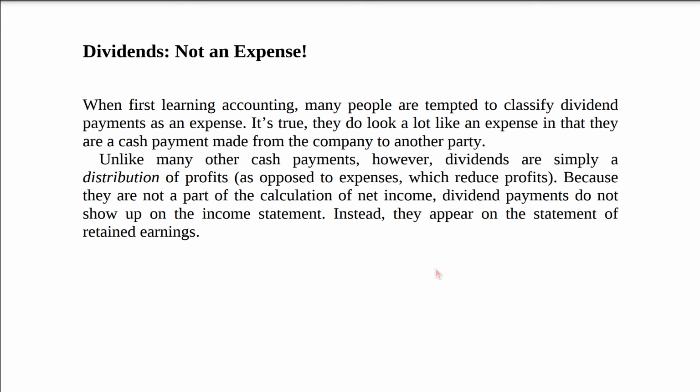Okay, they are paid out of profits, they are the distribution of profits. Unlike expenses, which are payments made from cash, they are not paid from the profits. So dividends are the distribution of profits, so they are not an expense. They are part of the statement of retained earnings, and not shown as an item of the income statement.